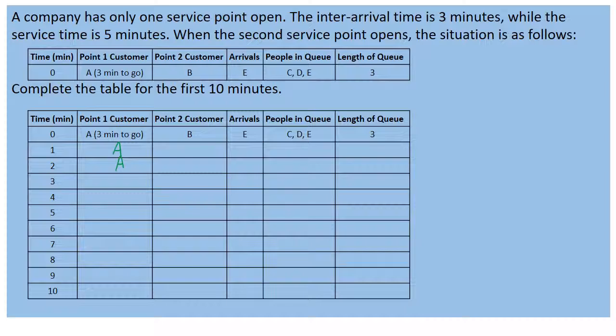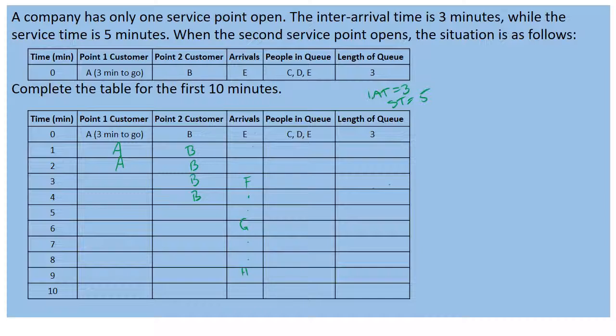So what did we say? The inter-arrival time equals 3. The service time equals 5. And so let's do customer B: 1, 2, 3, 4, 5. And then we have an inter-arrival time of every 3 minutes as well. So let's look at this. 1, 2, 3, and then that will be F. 1, 2, 3, G. 1, 2, 3 will be H.